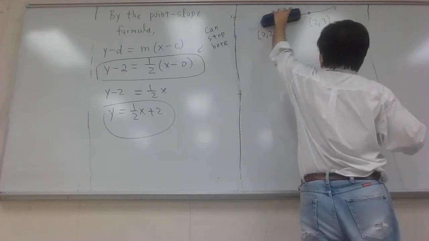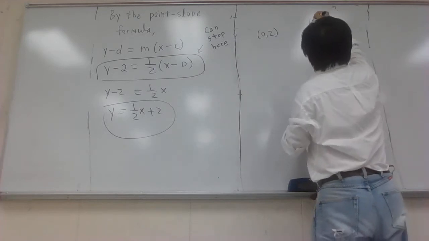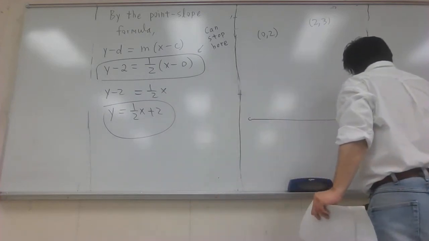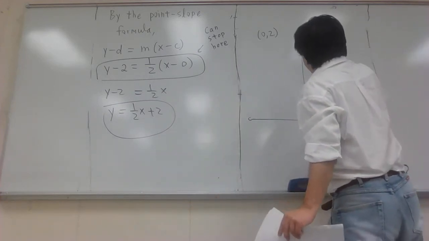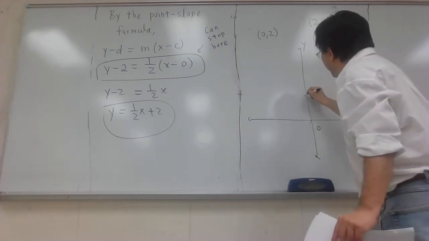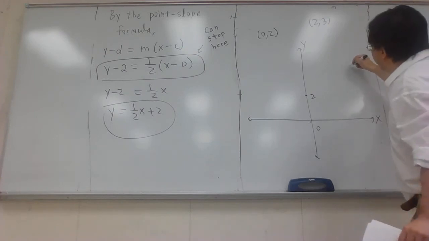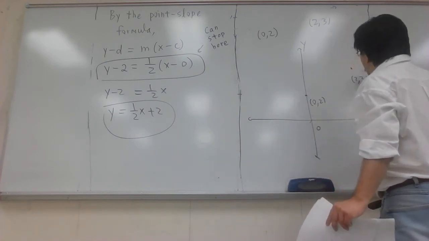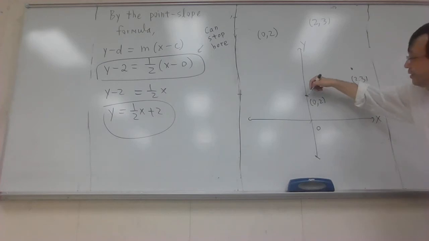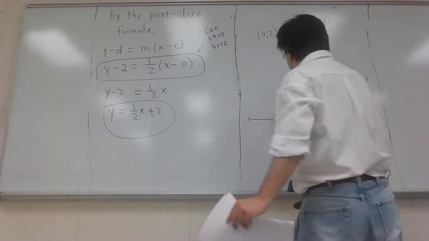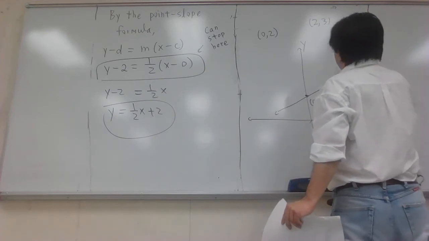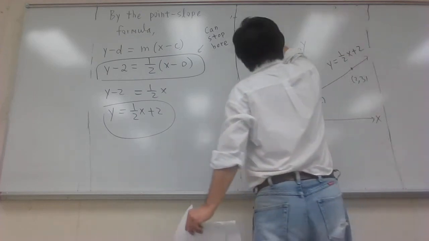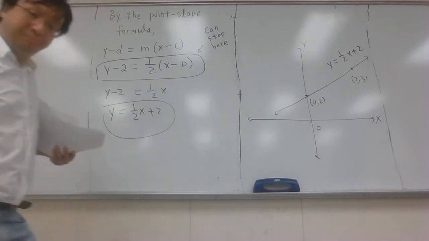Okay, so we know that these 2 points, 0, 2, and 2, 3, are points on the straight line. So then the graph looks like this. Take this to be the x-axis. Take this to be the y-axis. So the point 0, 2 should be over here approximately, and the point 2, 3 should be approximately over here. And the straight line is just the unique straight line connecting these 2 points. So this is y equals to 1/2 x plus 2. So that's the graph of the straight line.